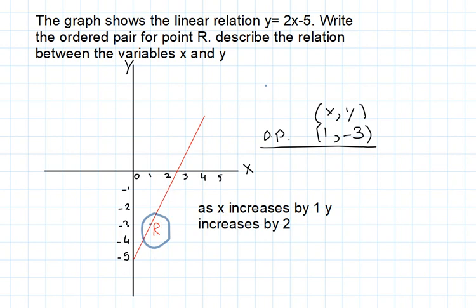The other way you can look at this is by looking at the equation. That variable right here, that coefficient, that 2, that is how much y increases by when x increases by 1. So again, as x increases by 1, y increases by 2, and that is all you need to show.